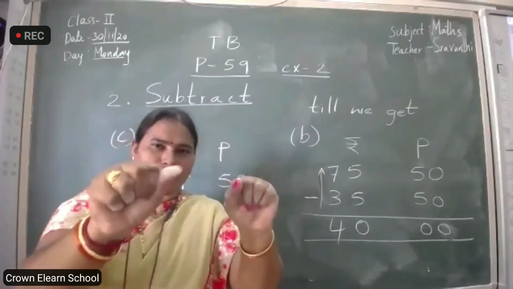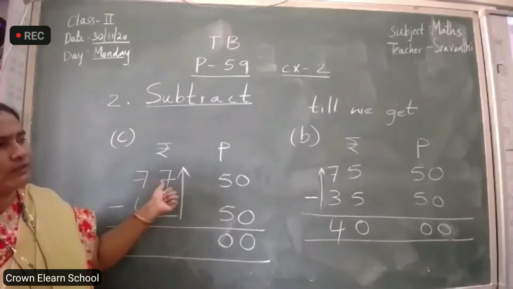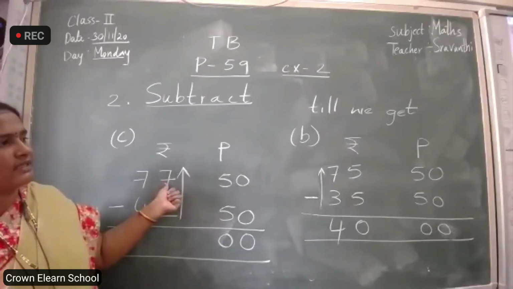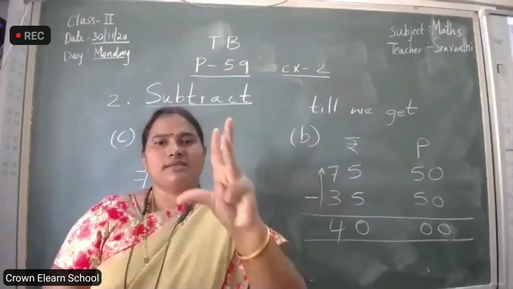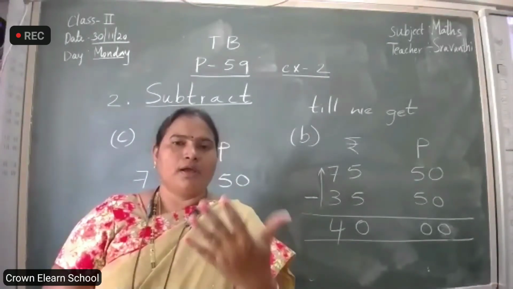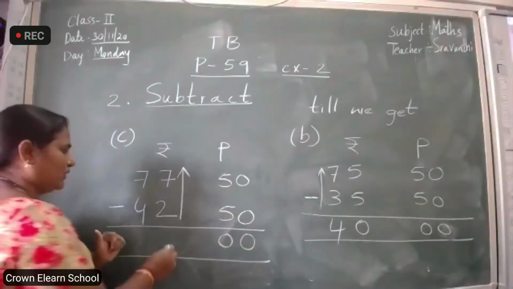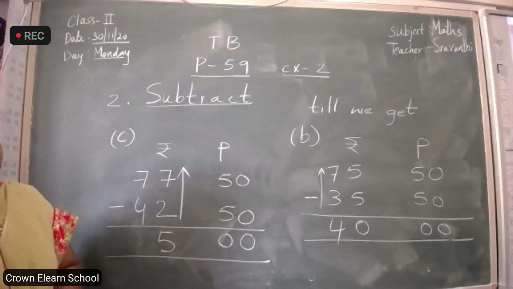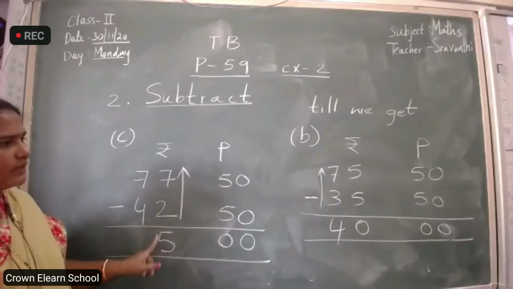You also do. Close all fingers and do. 2 after, till you get 7. Do with your fingers. 2 after, 3, 4, 5, 6, 7. Look at your fingers. How many fingers are open? Did you get 5 fingers or not? 5. So let us write 5 here. Okay. 7 minus 2, we get 5.